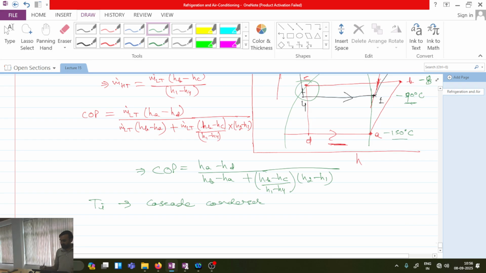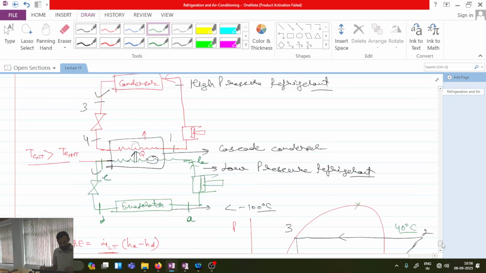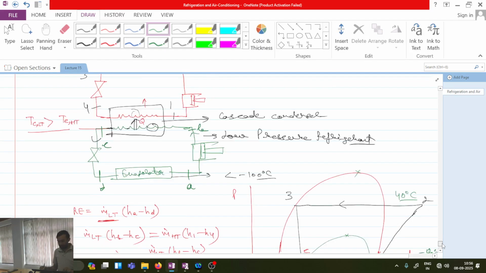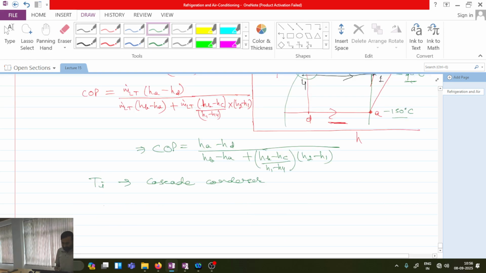So basically, I told you one thing, the condenser of LT and evaporator of HT. It means cascade condenser is not operating at a single temperature. This temperature is large, this temperature is small. So ultimately, the intermediate temperature of cascade condenser we simply define as the arithmetic mean of condenser of LT plus evaporator of HT. So this is called intermediate temperature.